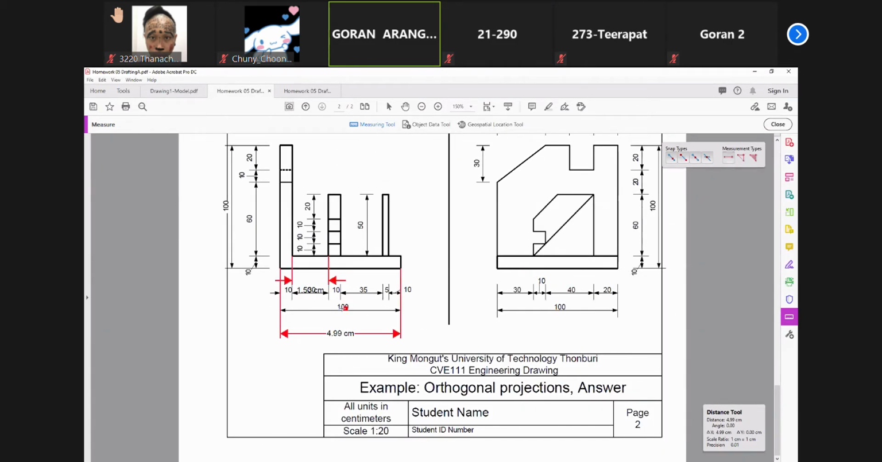So scaling means presentation of the real length on the paper. So you scale down the length by the amount of the scale ratio. Okay, does this answer your question? So does this answer your question regarding the scaling?